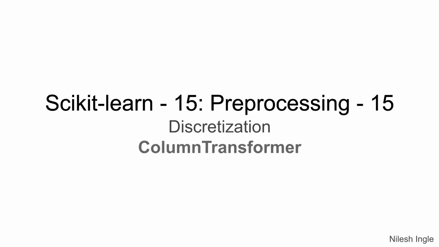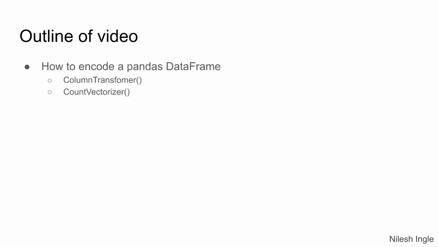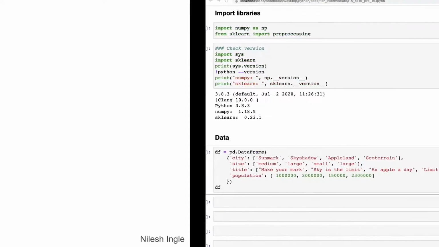I'm Nilesh, and in this video we'll continue to learn about pre-processing in Scikit-learn. In continuation to our discretization section of Scikit-learn, we'll look at column transformers and how we can use a column transformer to one hot encode a pandas data frame. In the previous video, we looked at how we can use KBinsDiscretizer, and this is a continuation of the same topic, and we are going to be dealing with a pandas data frame this time. So let's get into the Jupyter notebook and see how we can work with that.